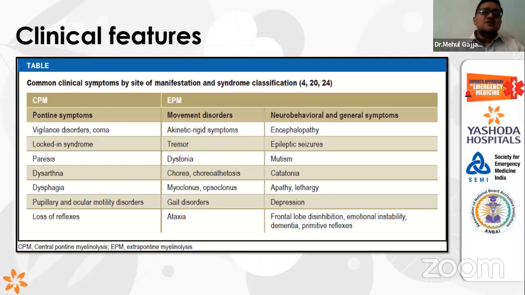Or if it is on the more cortical or frontal side, then neurobehavioral or general symptoms can be common, like encephalopathy, epileptic seizure, mutism, catatonia, depression, frontal lobe disinhibition syndrome, emotional instability, and primitive reflexes. These are all common in case of extrapontine myelinolysis that is nearer to the cortex.